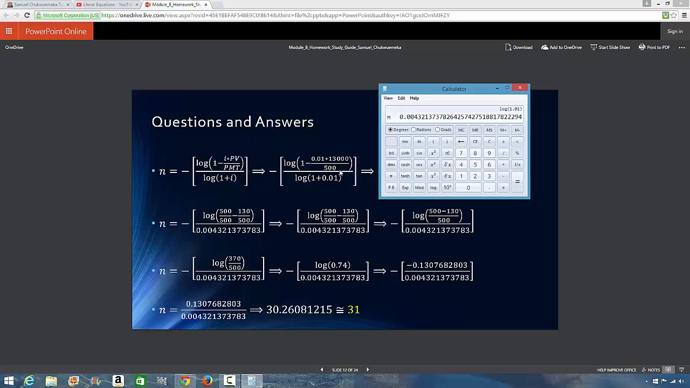I have to do this first here. 0.01 times 13,000 equal to, each one you do equal to, then divided by 500 equal to 0.26. Okay, so this is easy for me to write down. I can do 1 minus 0.26 equal to 0.74, and then I do the logarithm of this, gives me this, right? Negative this.